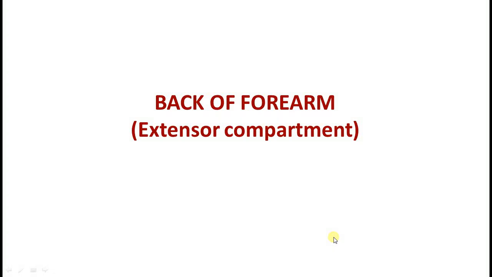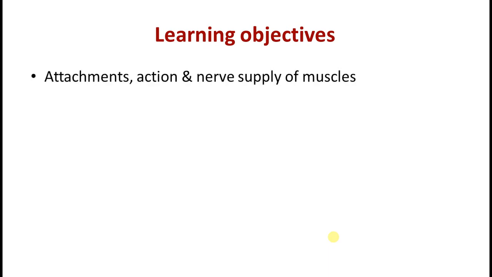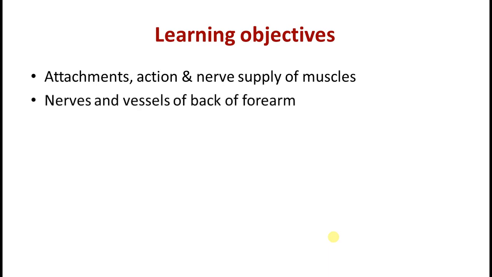This is Dr. BK for you, and today I am going to talk on the back of the forearm. The back of the forearm is also called the extensor compartment of the forearm. Today we are going to discuss the attachments, action and nerve supply of the muscles of the back of forearm, and the nerves and vessels, their origin, course and branches.